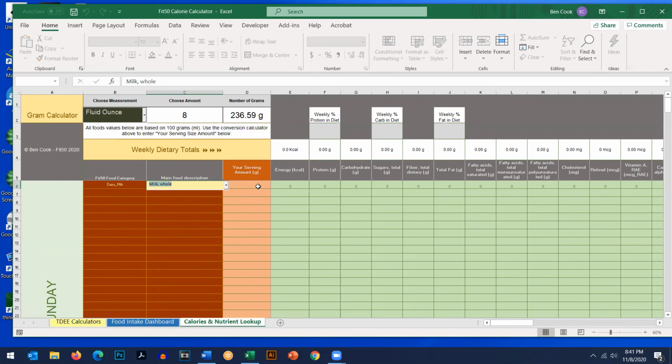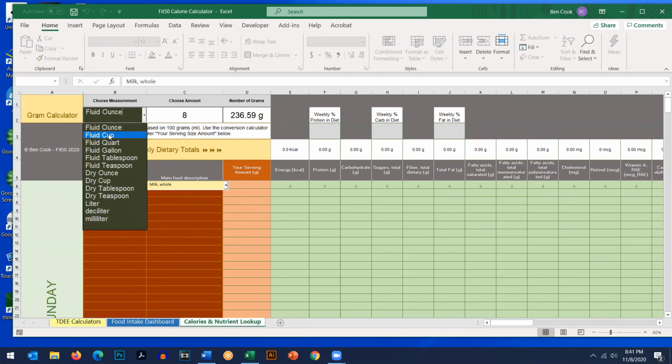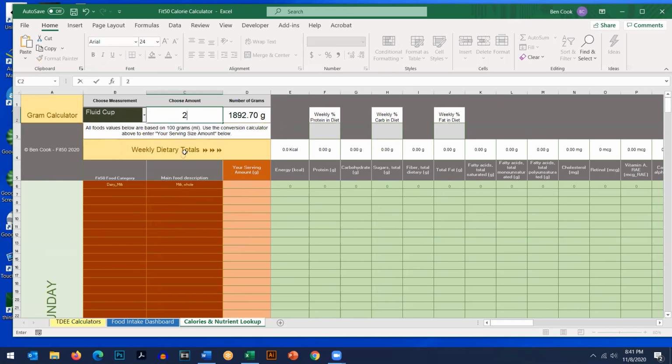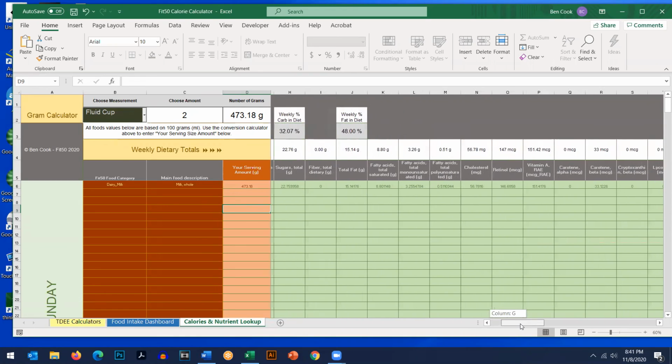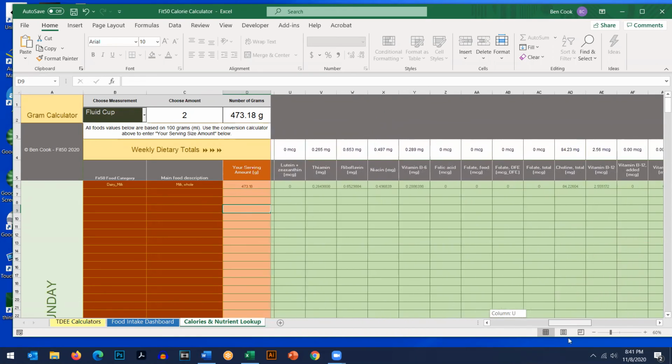I don't know how many grams I need to put down because I don't know how many grams are in a cup of milk, but I had two fluid cups. Now I'm going to put those in. And when I do that, it shows me exactly how many grams 2 fluid cups are. So I've got a gram calculator up here that you can use to put your grams in. So I've had 2 cups of milk. That's 473.18 grams.